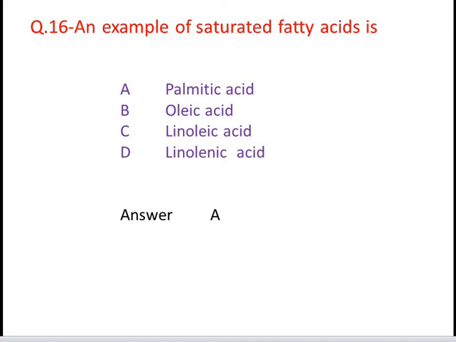Oleic acid is an unsaturated fatty acid which possesses 18 carbons and a double bond between carbon number 9 and 10. Linoleic acid is also an unsaturated fatty acid which possesses 18 carbons and two double bonds. One is between carbon number 9 and 10 and another is between carbon number 12 and 13. Linolenic acid is also an 18 carbon unsaturated fatty acid which possesses 3 double bonds at positions 9 and 10, 12 and 13, and 15 and 16.